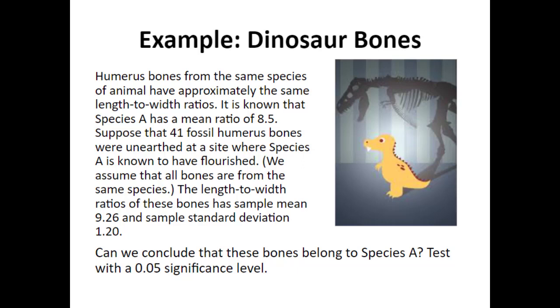The length to width ratios of these bones have a sample mean of 9.26 and a sample standard deviation of 1.2. Can we conclude that these bones belong to species A? Test with a 5% significance level.